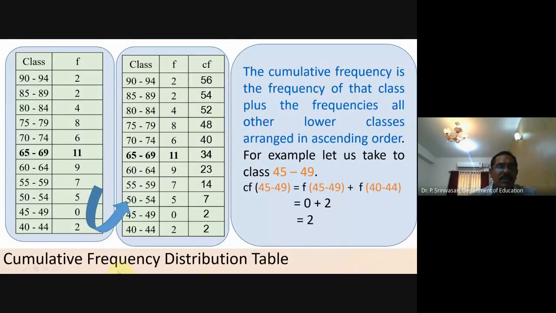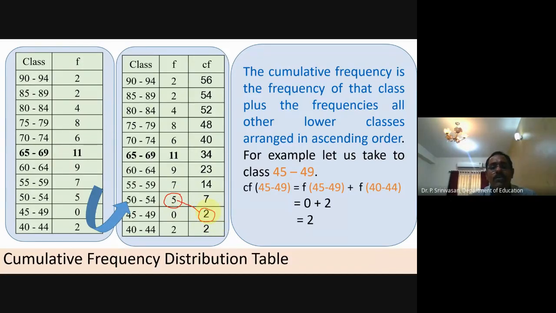So what is the next cumulative frequency? So it will be like this. You can see this will be cross. What is the cumulative frequency of 50 to 54? It is the frequency of that particular class plus all those frequencies below. So all those below, you have only 5 plus 2, 7.